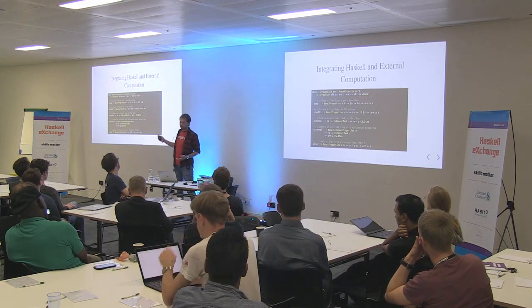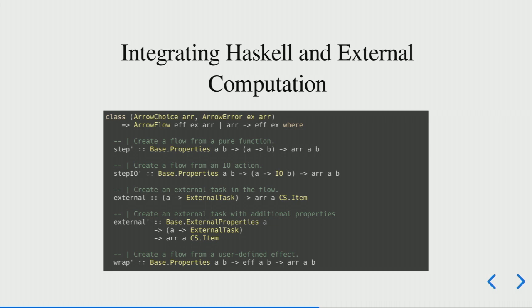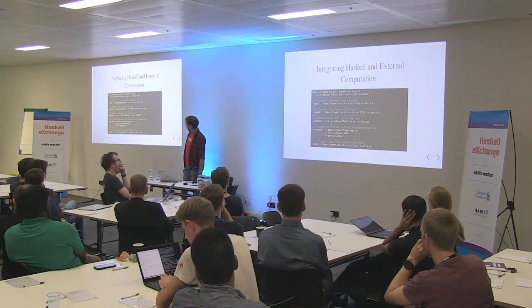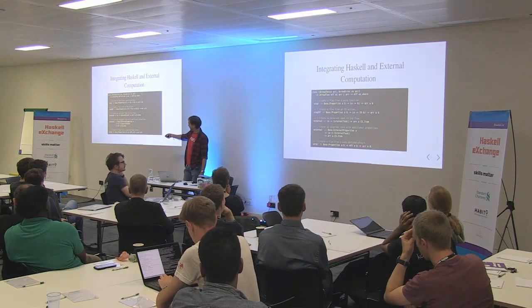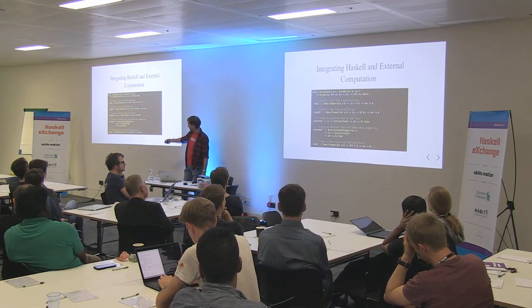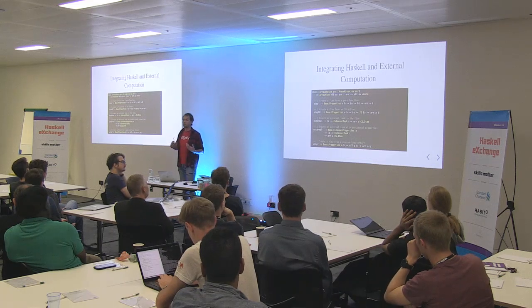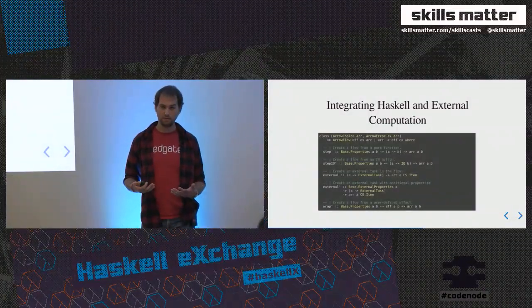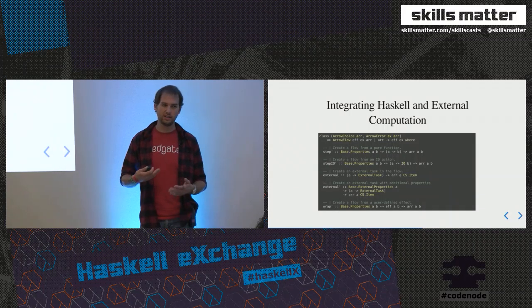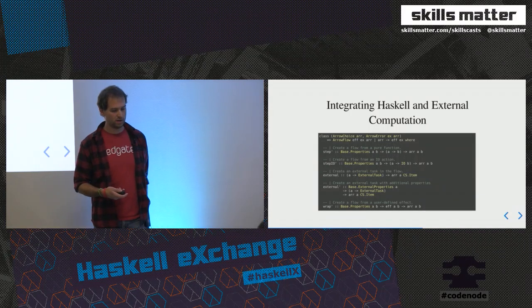So how do we use this? Well, we want to integrate different types of computation. And so we have this sort of MTR style arrow class, where we have constructors for different types of things. So you have pure functions, and there's some extra stuff that you can annotate them with. Or we have I/O actions, or we have some kind of external task, or we have this wrap thing which says a user can define basically their own algebra of effects. So we have a notion of effects, and those effects are themselves arrows, and we can lift those into the computation.